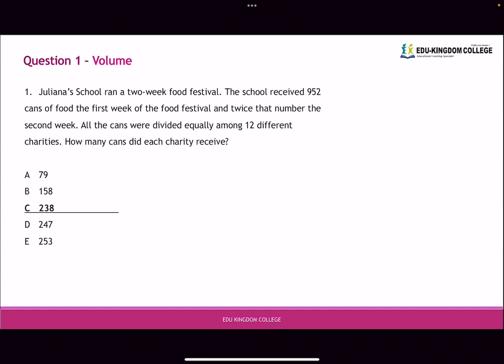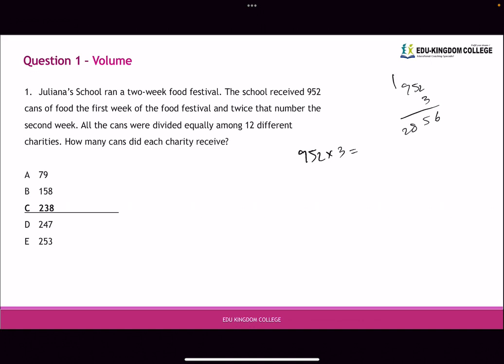So question 1. Juliana's school ran a 2-week food festival. The school received 952 cans of food in the first week and twice that the second week. So all the cans were divided equally among 12 different charities. So 952 in the first week and twice that in the second week, which means 952 times 3. Okay, I can't do that in my head. So let's do that with long multiplication.